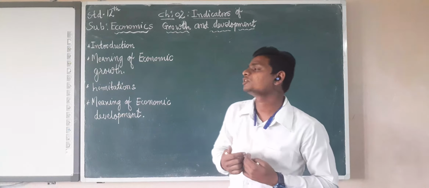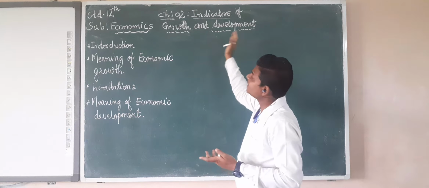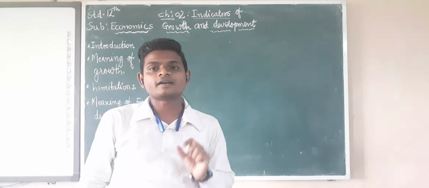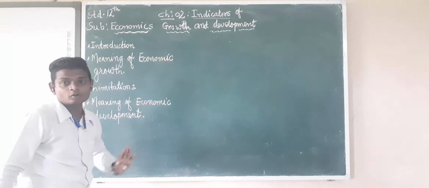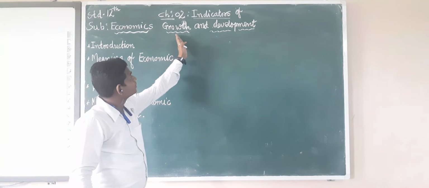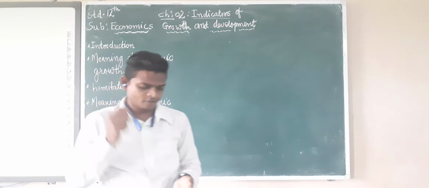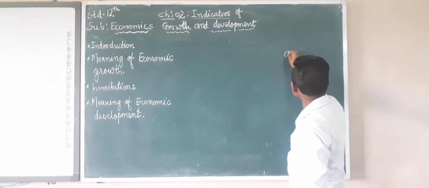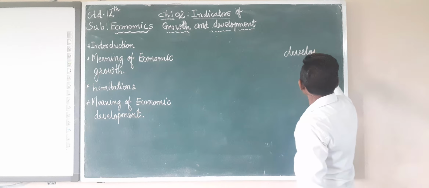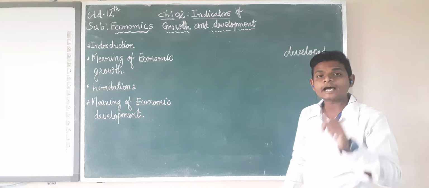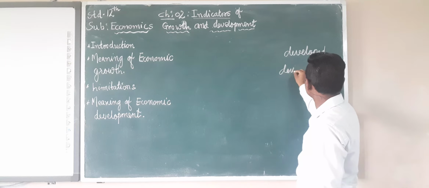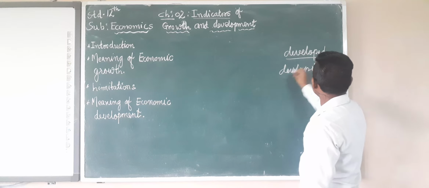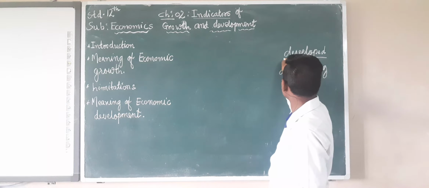So we are going to discuss the indicators of growth and development in economics. We have already studied growth and development in standard 11. Now, mostly we have two kinds of countries, developed and developing countries. Which are the developed countries?